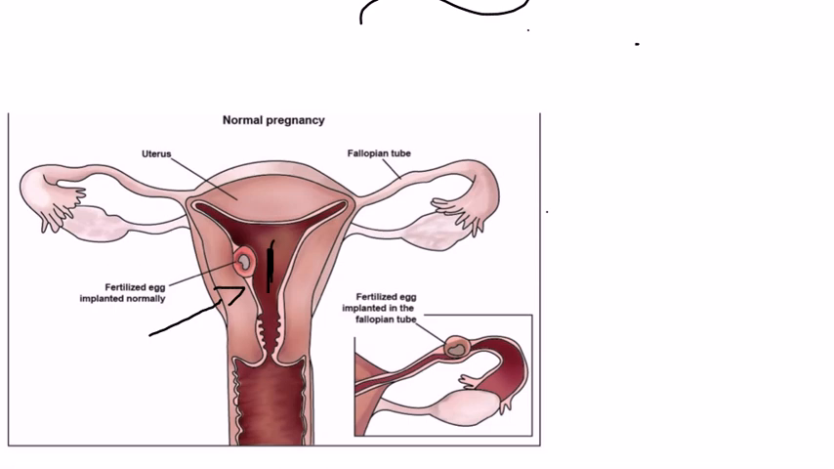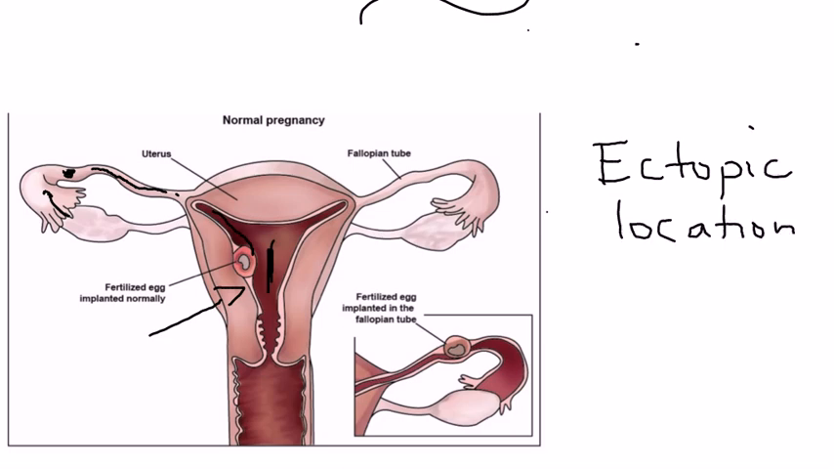So the ovary will release an egg here, and the sperm will travel down the fallopian tube, and where they meet, that's when fertilization occurs, and then eventually the egg will travel back down the fallopian tube and eventually implant into the uterus. Now that happens most of the time, but sometimes it does not happen, as the fertilized egg implants itself in an ectopic location, meaning a location other than normal.